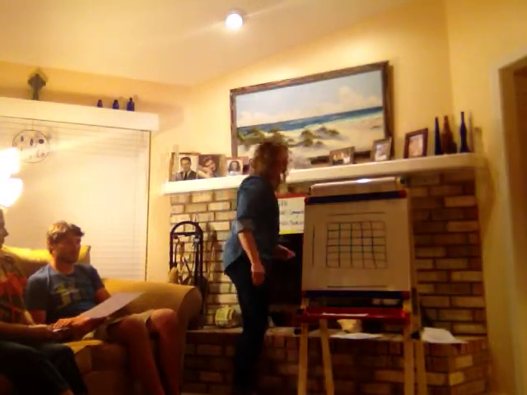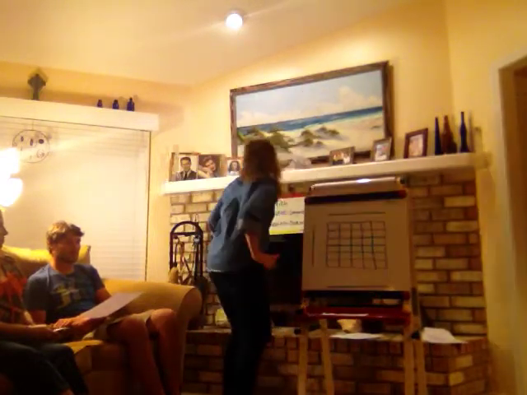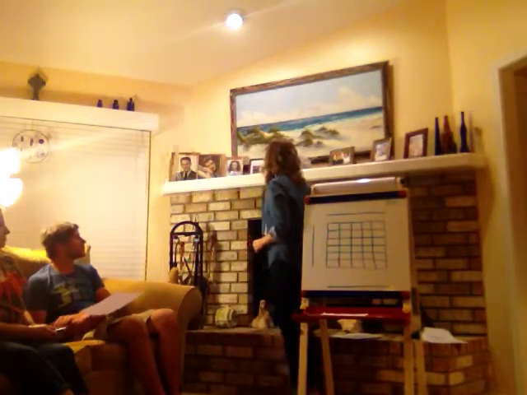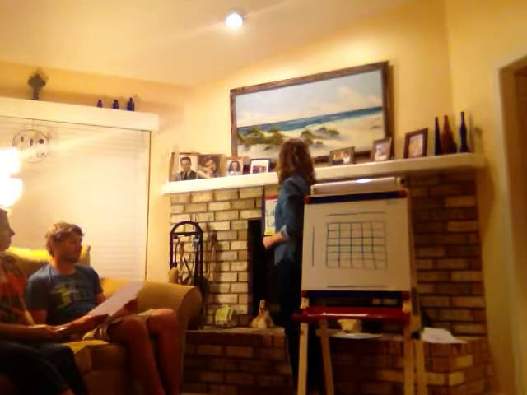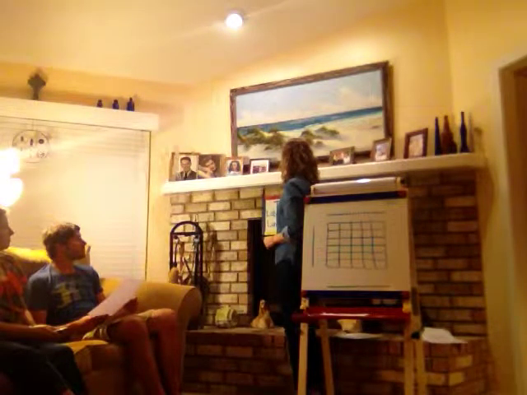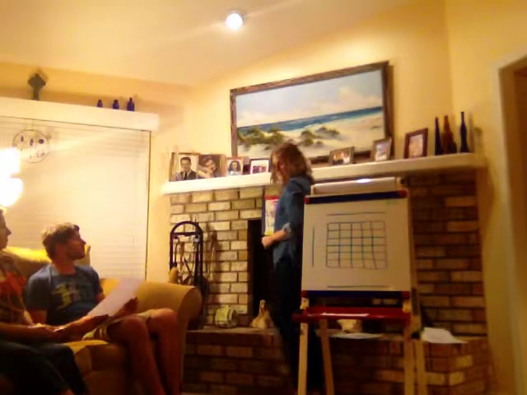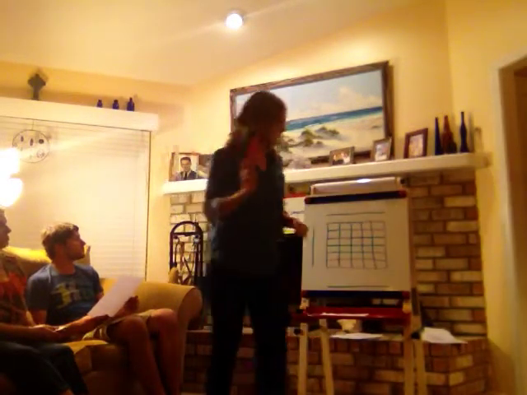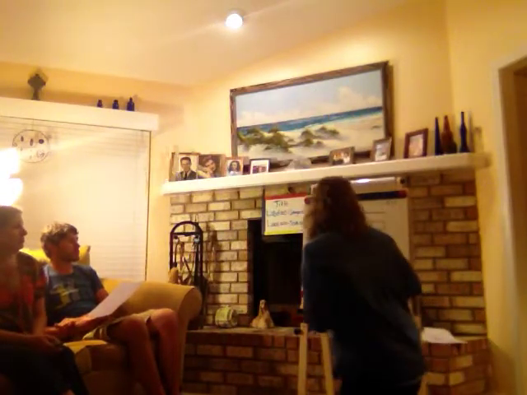But first, we need to go over the parts of a bar graph. We have a title, a label axis, categories, label scale axis, and scale axis. Let's go over this step by step.